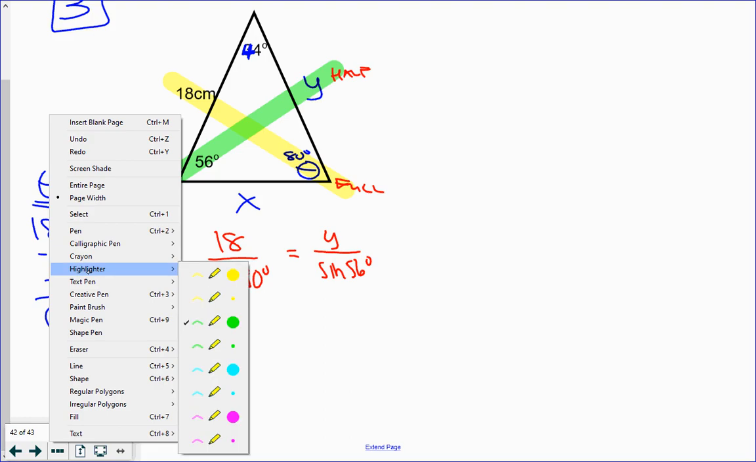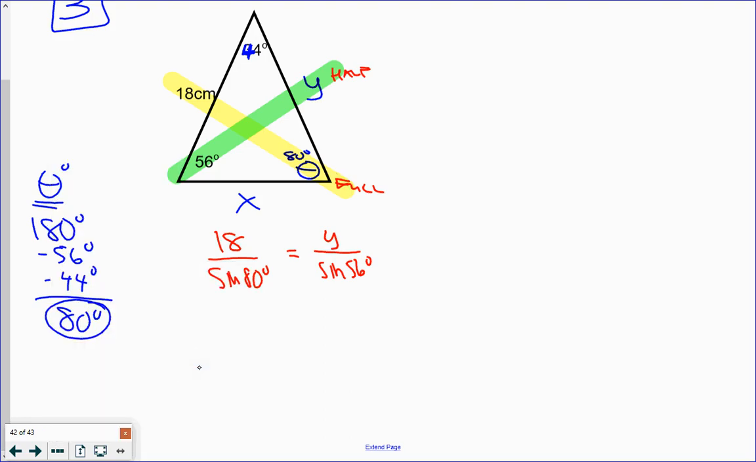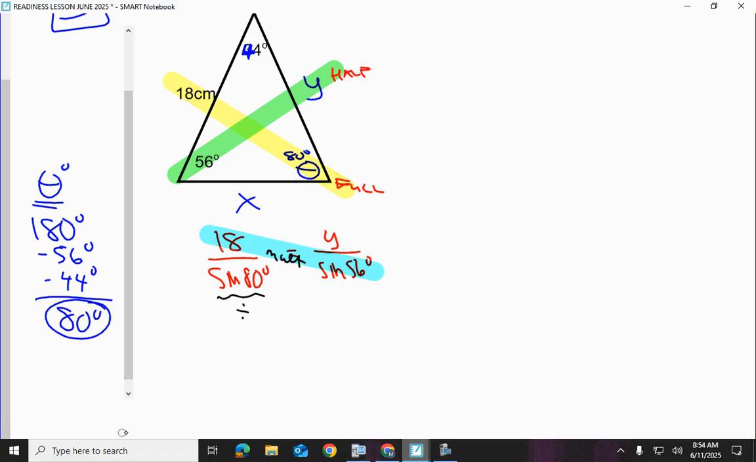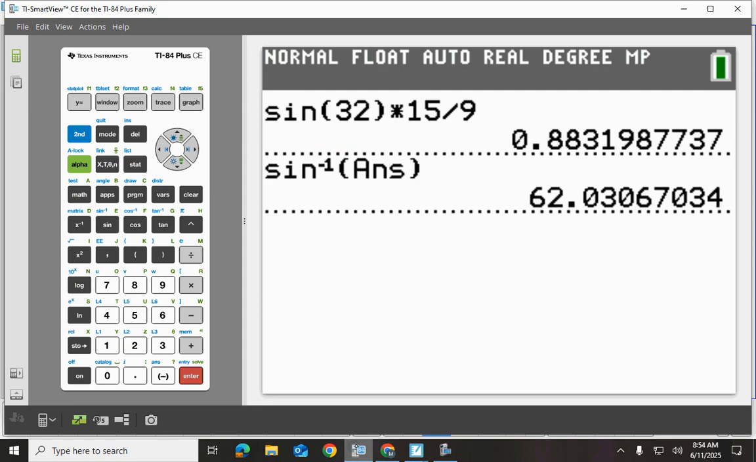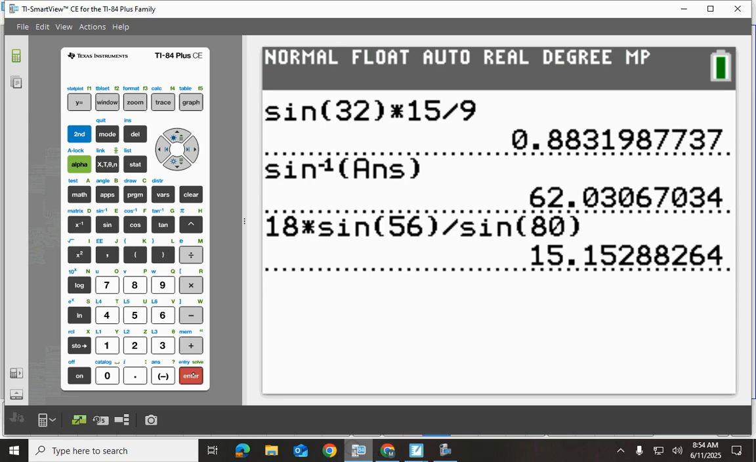So if you cross multiply, okay, which way does the diagonal run this time? Right, so this is what I'm looking for. So this is the diagonal that I multiply on. So I'm going to multiply this, divide by that. Cross multiply and divide. So 18 times sine 56, finish off the bracket, divide by sine 80. Get out 15.2.